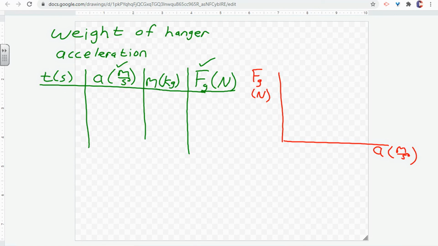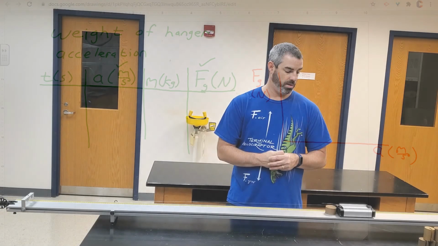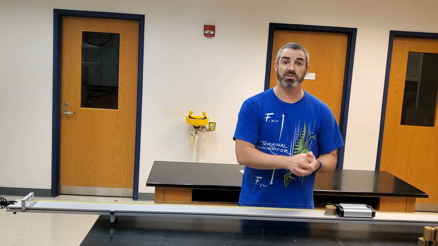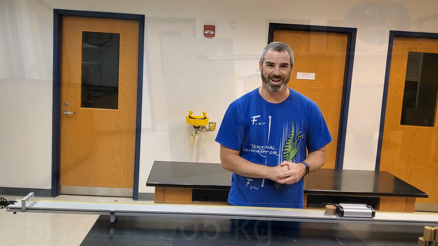So go ahead and collect your data. Remember, you're going to measure the time it takes for the hanger to fall. You're going to change the mass of the hanger in terms of kilograms, and you're going to calculate acceleration and the weight of the hanger from each of those. And then you're going to produce a straight line graph and find your mathematical model. All right, so now it's time to run some trials. Let's go ahead and collect your data.